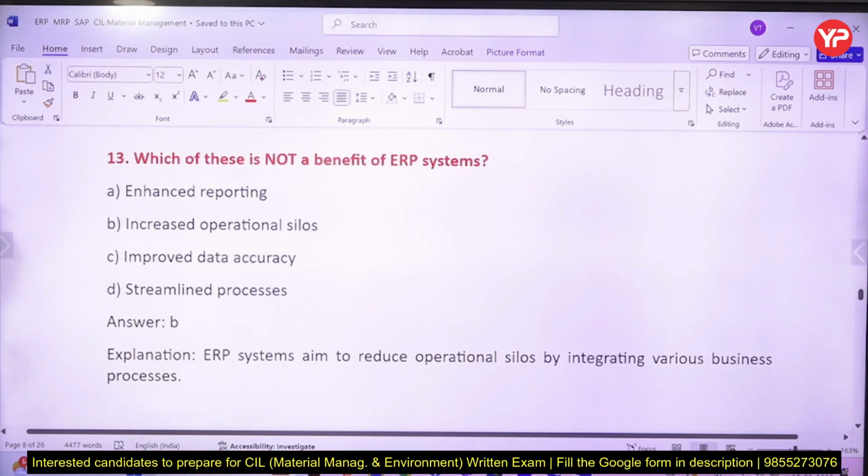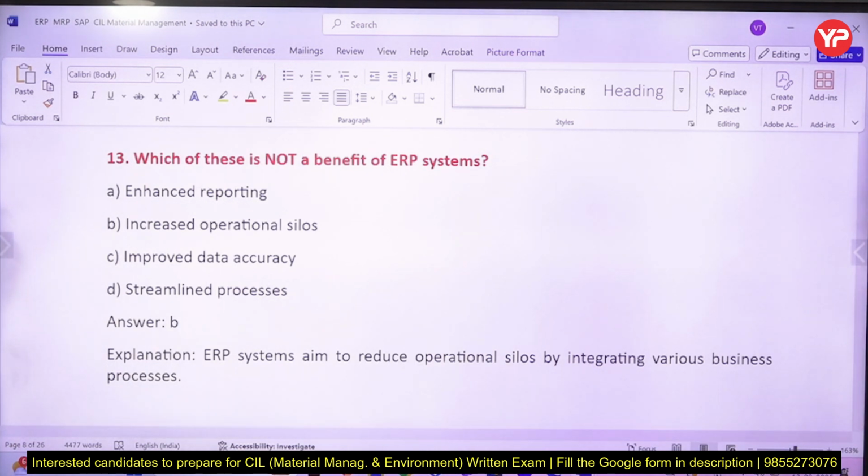Which of the following is not the benefit of ERP? Yes, reporting will get enhanced, data accuracy will improve, processes will become streamlined.